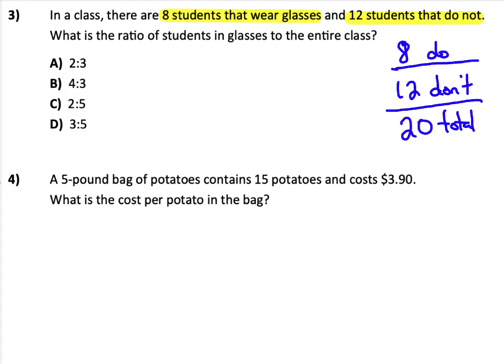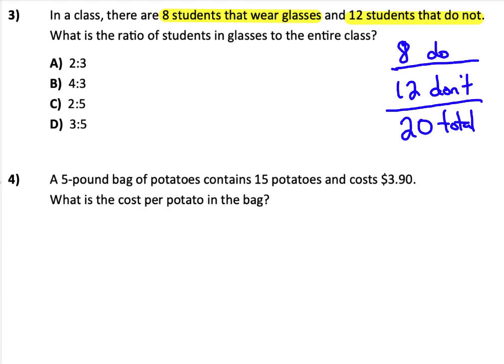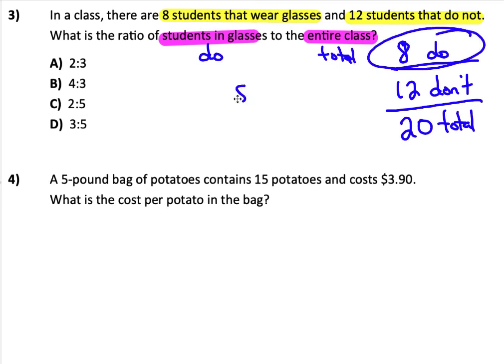So now I have all the pieces of information. Now I can just pull whatever I need. In the problem, it says, what is the ratio of students in glasses to the entire class? All right, so I need students that do wear glasses to the total number of students. Well, I know that there's 8 that do and 20 total. So my ratio is 8 to 20.